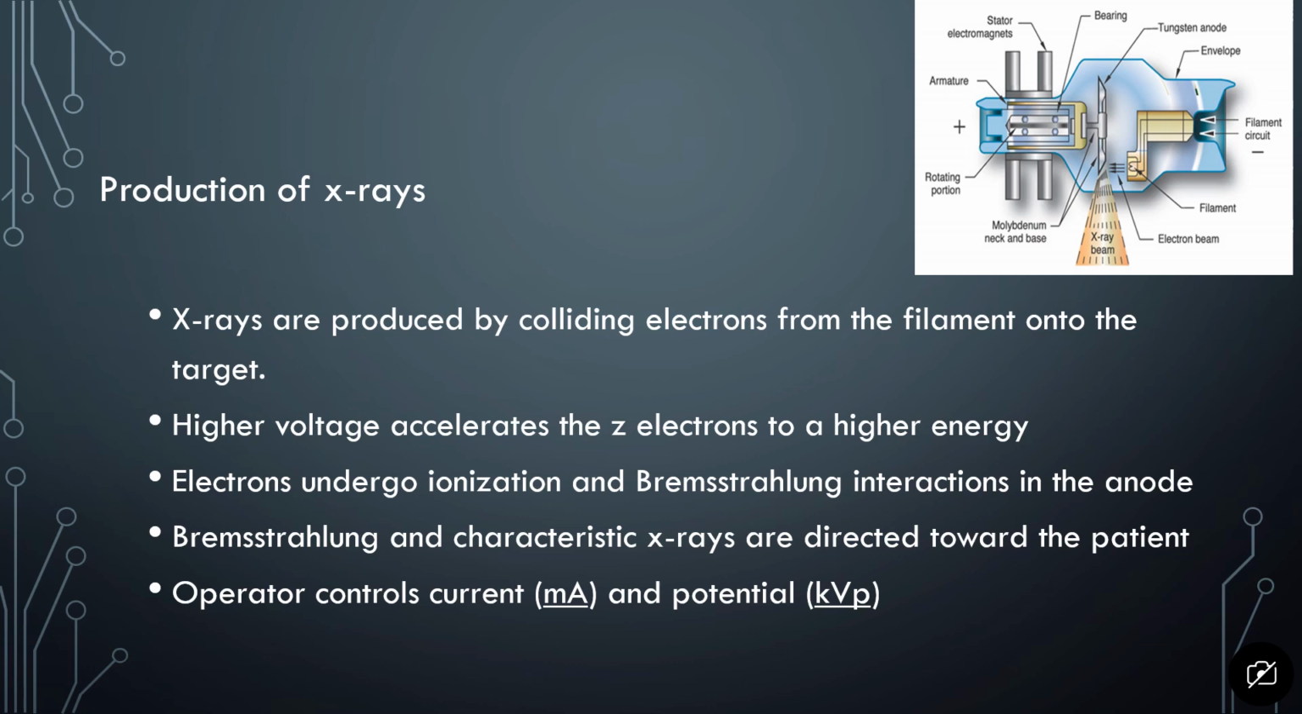So this filament circuit is what delivers that high voltage supply to the filament, and then the filament gets really, really hot. There's a lot of heat released in this whole process. But the filament gets really, really hot, boils off those electrons, directs them towards the anode, and then they interact with the material in the anode. So the kVp setting essentially correlates to the energy of the X-rays, and the MA is the amount or the number of X-rays.